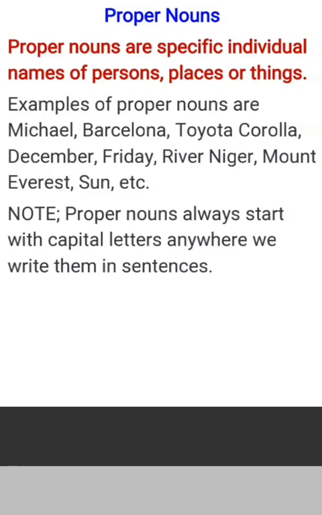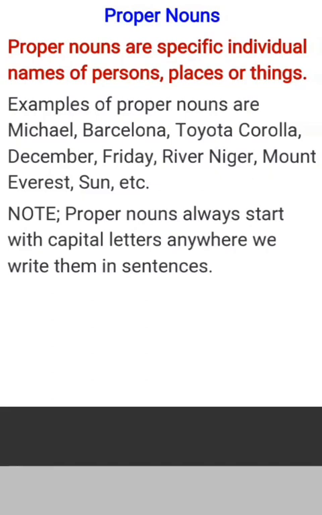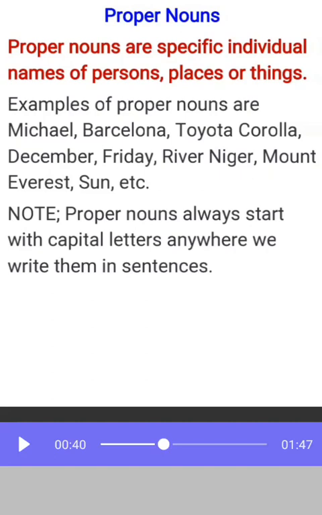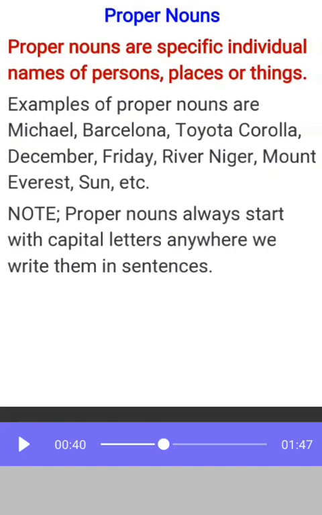Unlike maybe we say city. City is generalized. Unless you attach the name of the specific city, then you will not even know the city that is being talked about. So Barcelona is a specific place, unlike city that is generalized. And so Barcelona is a proper noun. Toyota Corolla is a specific car, so it's a proper noun. But when you say car, it is generalized, and so car will be a common noun.